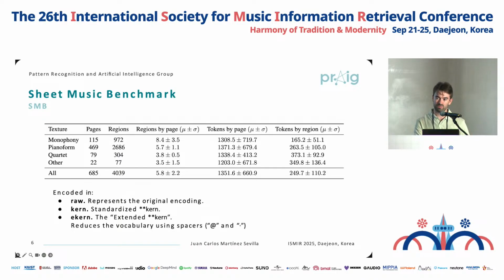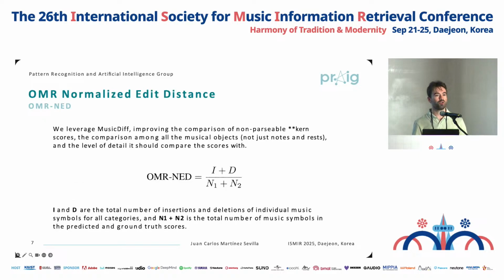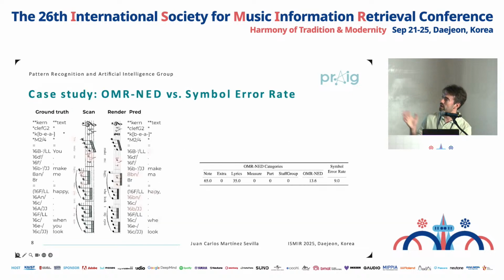Together with the benchmark, we also released the OMR normalized edit distance. And this is key for the work because it allows something that traditional OMR metrics couldn't do, which is locating with the metric where the errors come from. So here I'm showing a brief example. As you can see, traditional metrics like the symbol error rate, which is just a simple and easy to use edit distance, shows a 9% error.